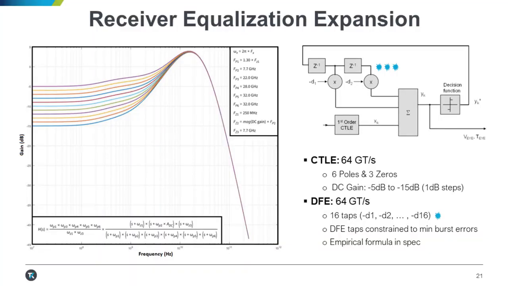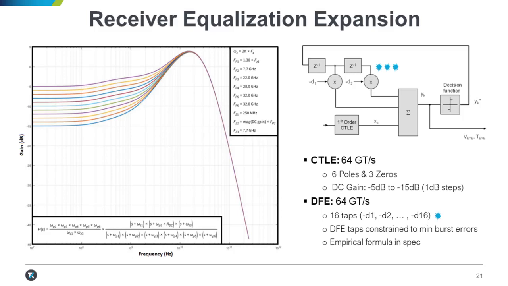So first I'll point out, I mentioned earlier, we'll talk a little bit more about receiver equalization, how that's changed going to Gen 5. So we've got this more complex, more capable CTLE that does a better job of removing the impact of the channel. 6-pole 3-0 CTLE definition. We've got a range to give us this family of curves of DC gain going from 5 to 15 dB. So, much more capable CTLE.